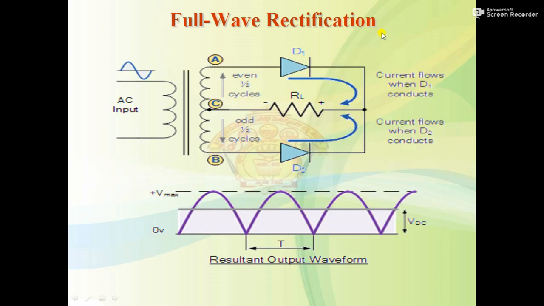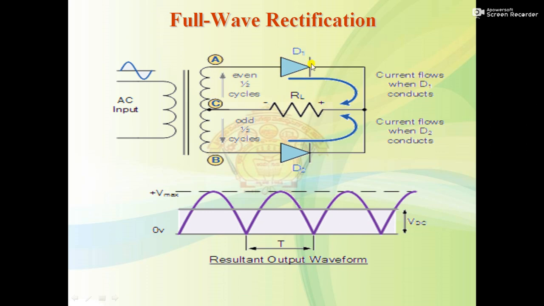Then in a full wave rectification circuit, the operation is the same. During the positive half cycle, what happens? During the negative half cycle, what happens? First of all, we apply the positive part of the signal to the primary winding of the transformer, and consider at the secondary winding of the transformer A is positive, B is negative. Positive to positive, negative to positive.